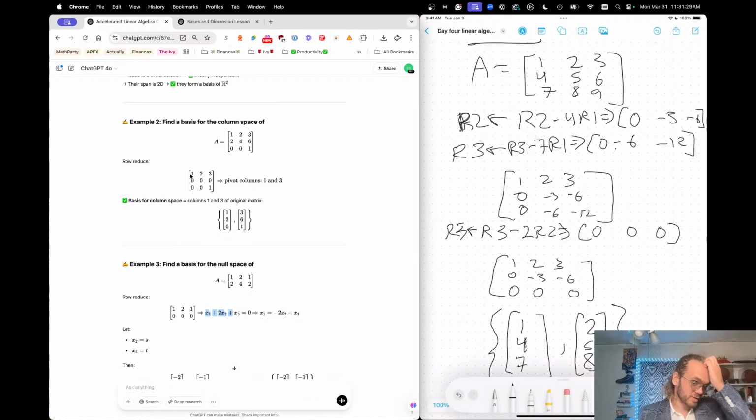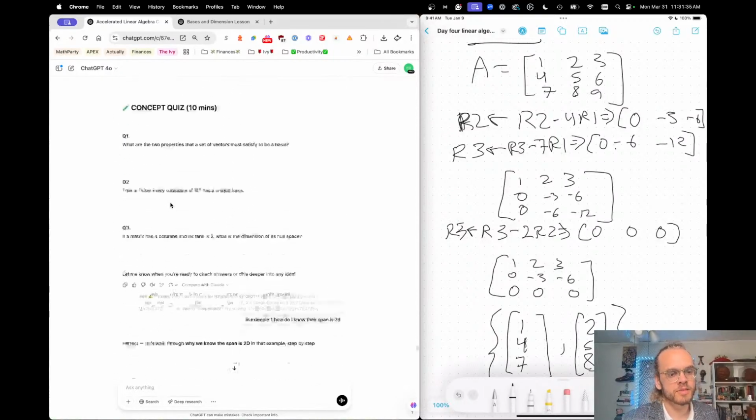But I really don't know what this means. The basis, the column space, these are all very abstract things. Maybe I'll have to watch a YouTube video.